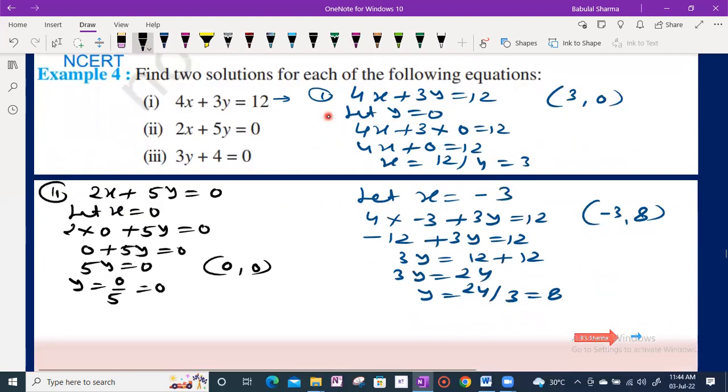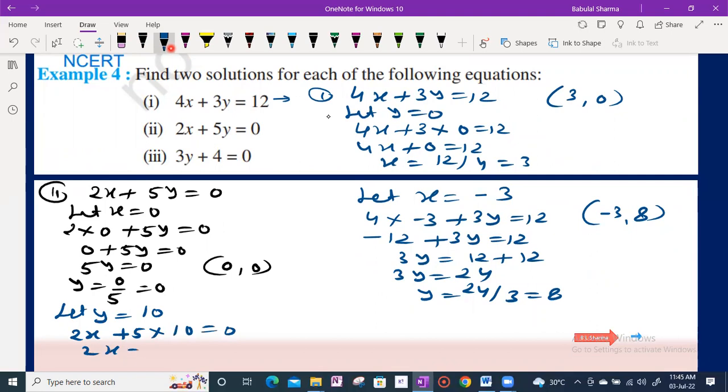And for the second solution, again we write let y is equal to 10, any value. So 2x plus 5 into 10 is equal to 0. 2x is minus 50. So x will be minus 50 by 2, that is minus 25. So the second solution will be (-25, 10). Yes, I think you have got it, how we find 2 solutions or 4 solutions.